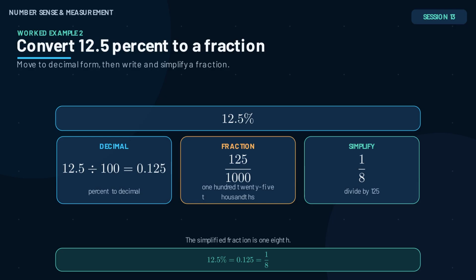Convert 12.5% to a fraction. Divide by 100 to obtain 0.125. Write that decimal as 125 over 1,000. Divide numerator and denominator by 125. The simplified result is 1/8.